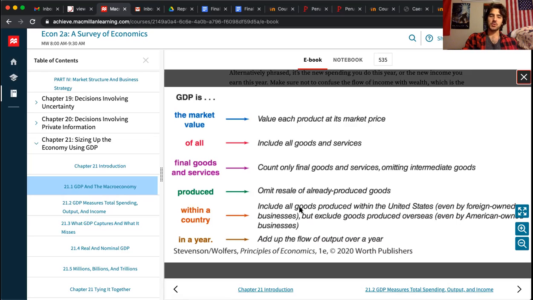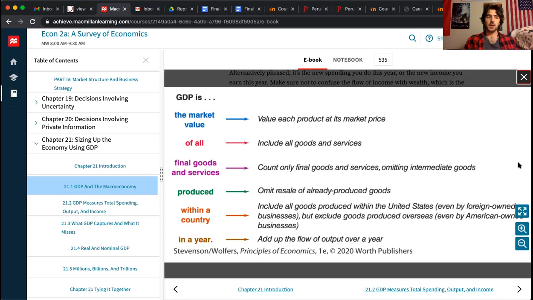Within a country: include all goods produced within the United States, even by foreign-owned businesses, but exclude goods produced overseas, even by American-owned companies and businesses. So all the goods produced in the United States, all the services provided in the United States, are included. Like a Nissan dealership: if a Nissan dealership is selling cars in the United States, you'd include in the GDP the sales from that dealership, even if they're a foreign-owned company.